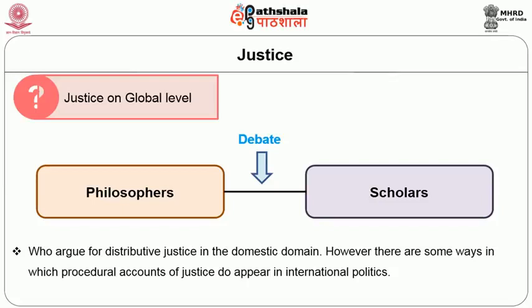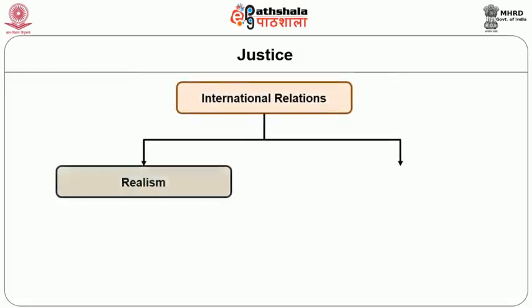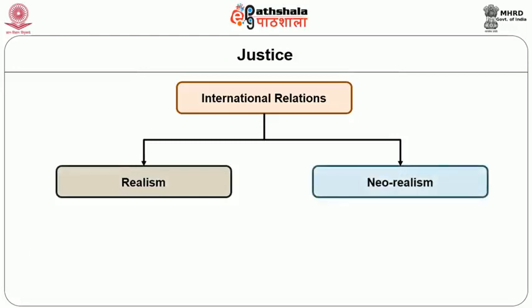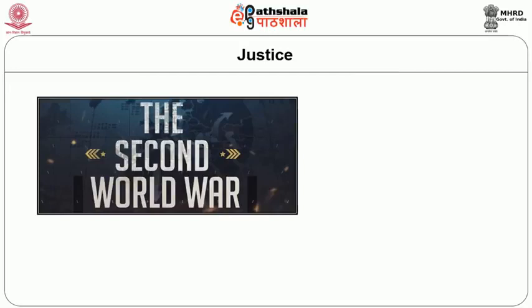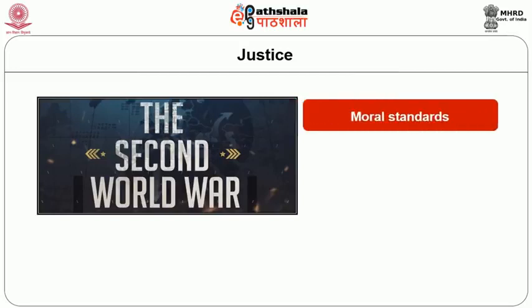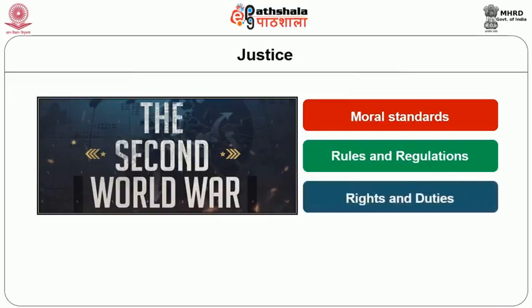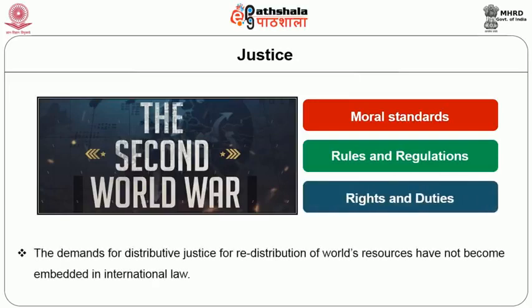However, there are some ways in which procedural accounts of justice do appear in international politics. Theories of international relations like realism and neo-realism use the Hobbesian conception of the state of nature as one of their most fundamental assumptions. Thus, it is characterized by a system of states without a legitimate centralized authority. Apart from this major difference, international law post-Second World War embodies some of the moral standards, rules and regulations, and rights and duties of states for international justice. However, demands for distributive justice for redistribution of the world's resources have not become embedded in international law.